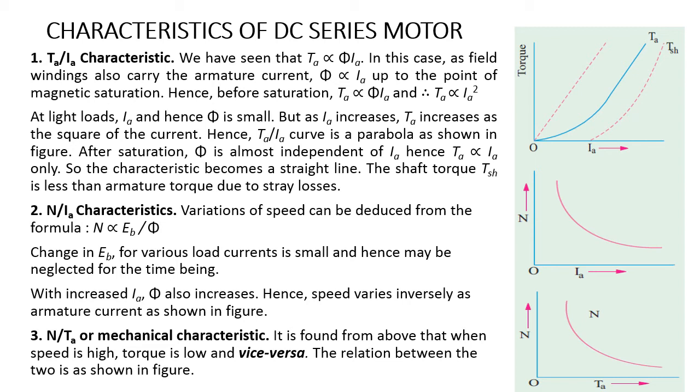The third characteristic is N versus Ta, or the mechanical characteristic. It is found from the above that when speed is high, torque is low and vice versa. The relation between the two is as shown in the figure.